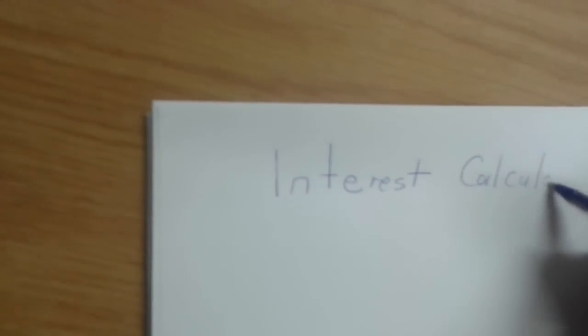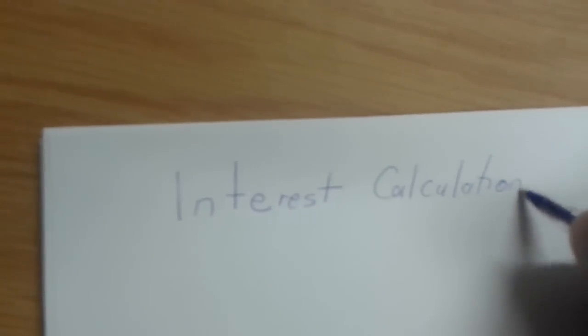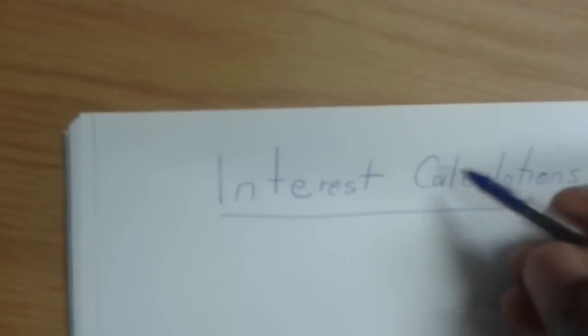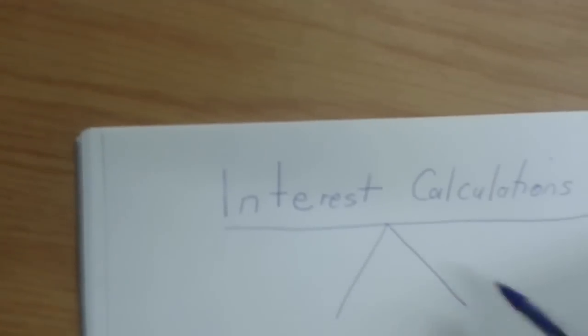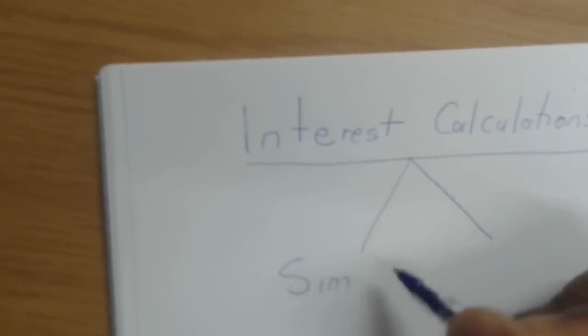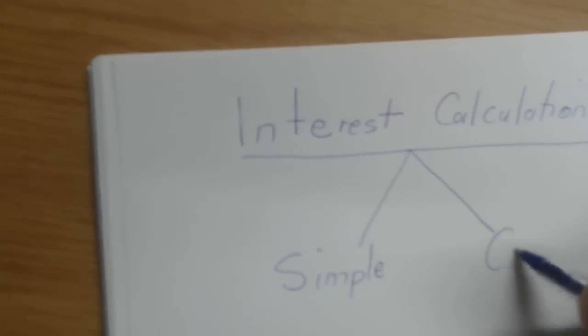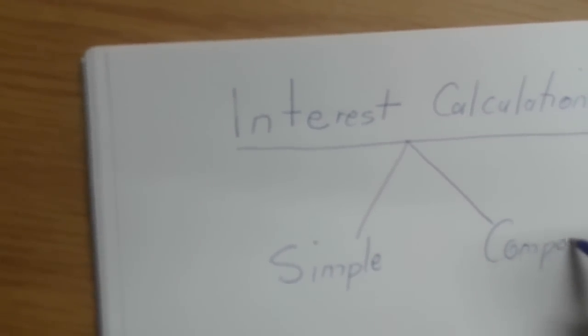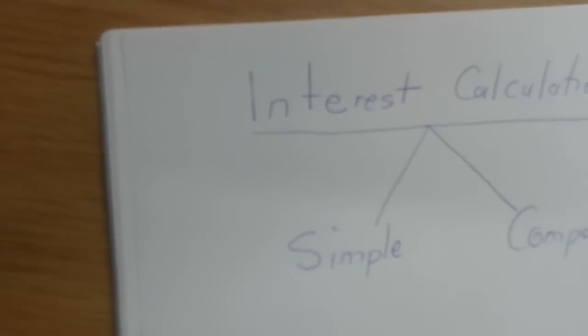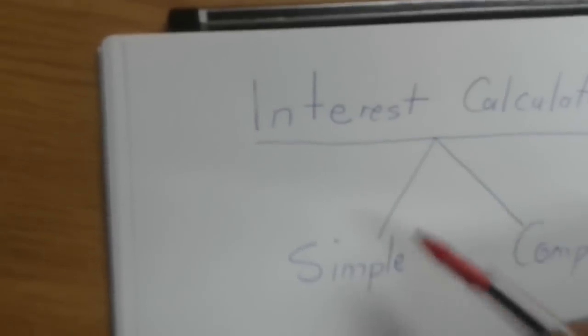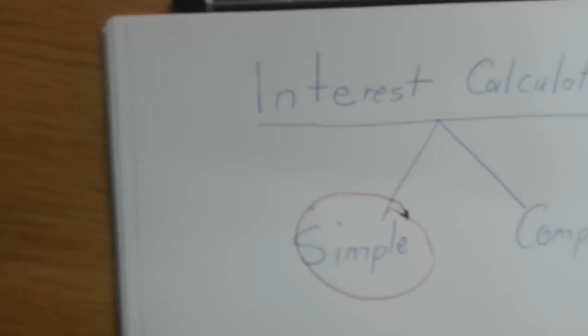So we are going to have here interest calculations, right? Interest calculations, and like I said, they are split into two. We have got simple interest and we've got compound interest. Now I'm going to start with the first one, which is simple interest.